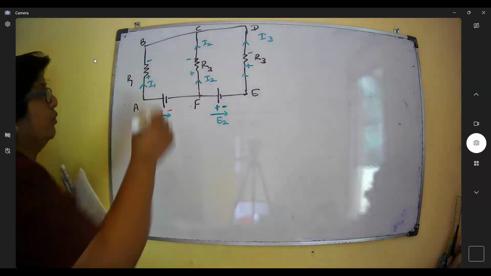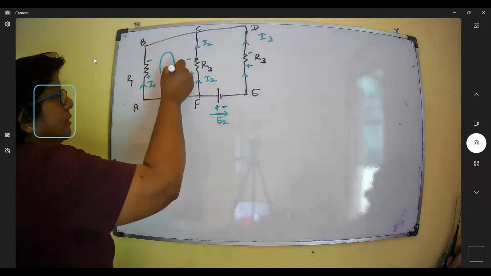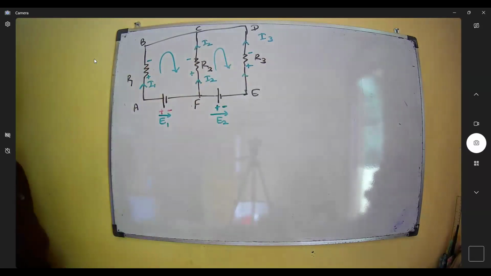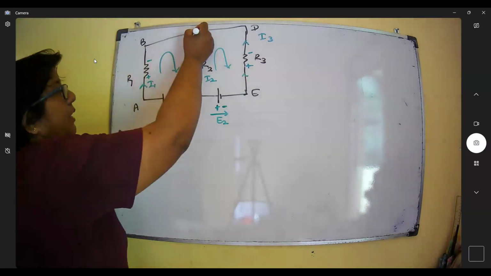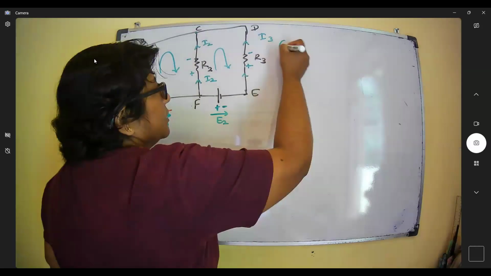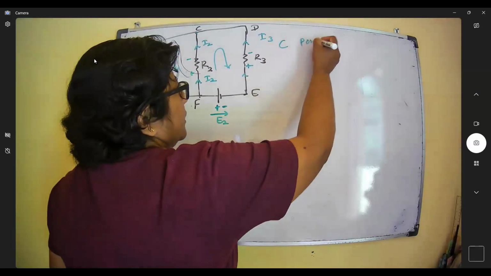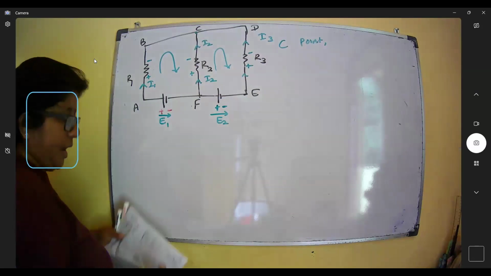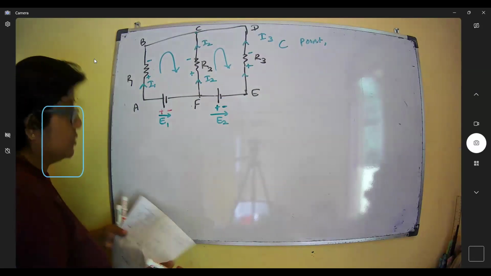Let us consider the loop in the same direction, A, B, C. And we can consider point C. At point C we can apply Kirchhoff's first law. Entering current should be 0.